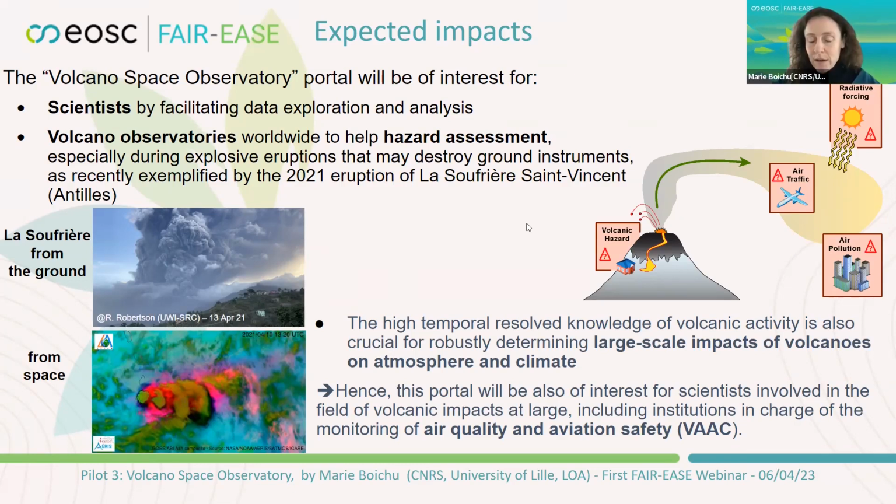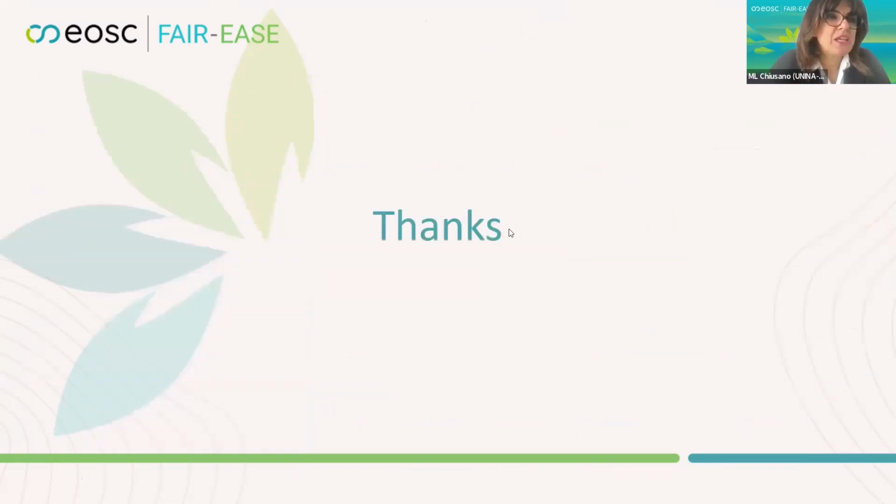So on this scheme on the right, this concerns the local volcanic hazards. But more broadly, the portal will also be important to assess atmospheric multi-scale hazards because we know that volcanoes can impact air quality, air traffic, but also climate, as exemplified by the last Hunga Tonga eruption. And our group also worked on this during the project. Thank you.